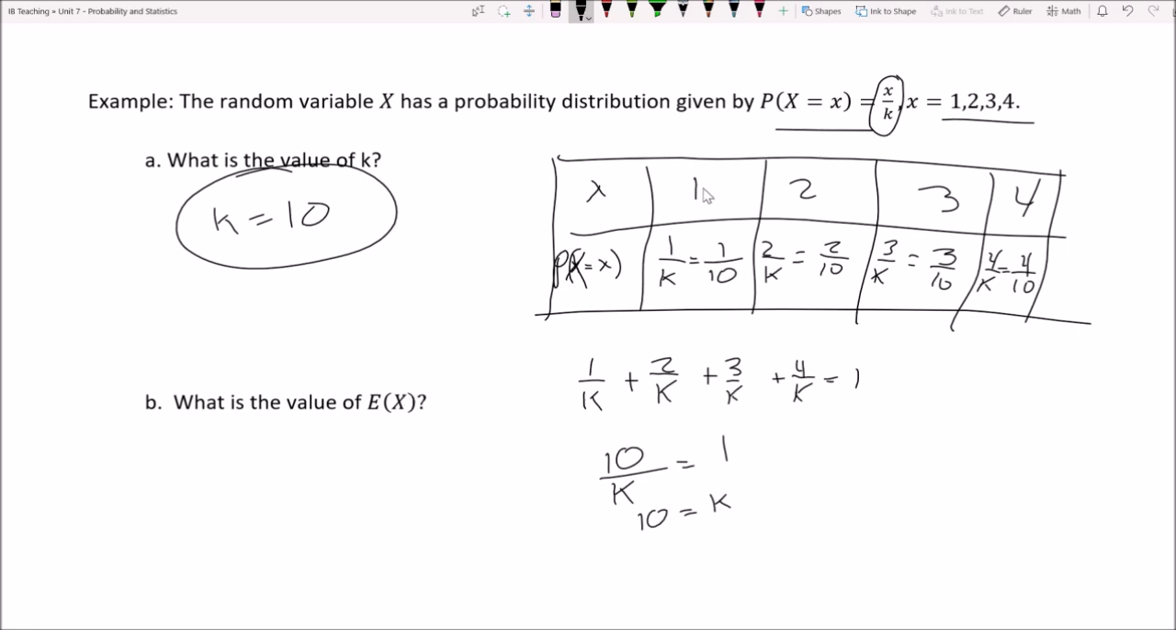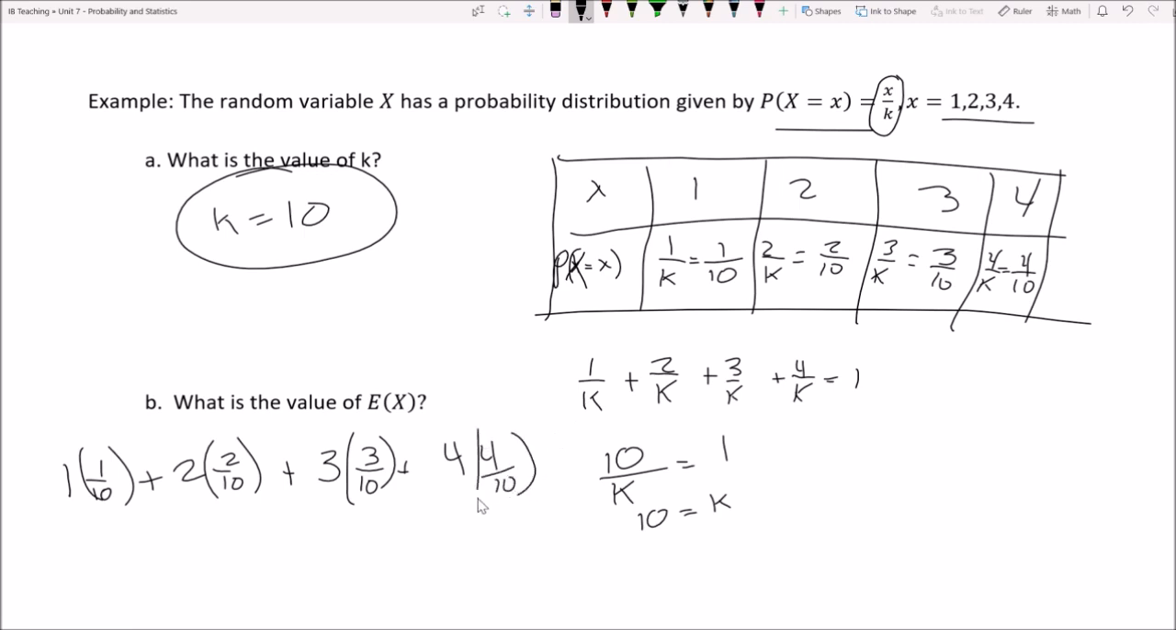Okay, what we're going to do, we're going to take each outcome, multiply by its probability. So 1 times a tenth plus 2 times 2 tenths plus 3 times 3 tenths and 4 times 4 tenths. And we're going to add all those together and simplify. So that would be 1 tenth plus 4 tenths plus 9 tenths plus 16 over 10. And we could probably add those up in our head. I think 16 plus 9 is 25 plus another 5. That's 30 over 10, which is 3.